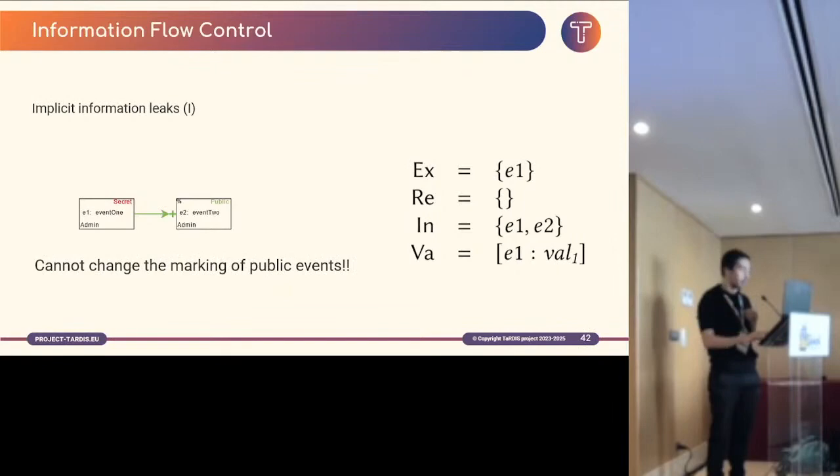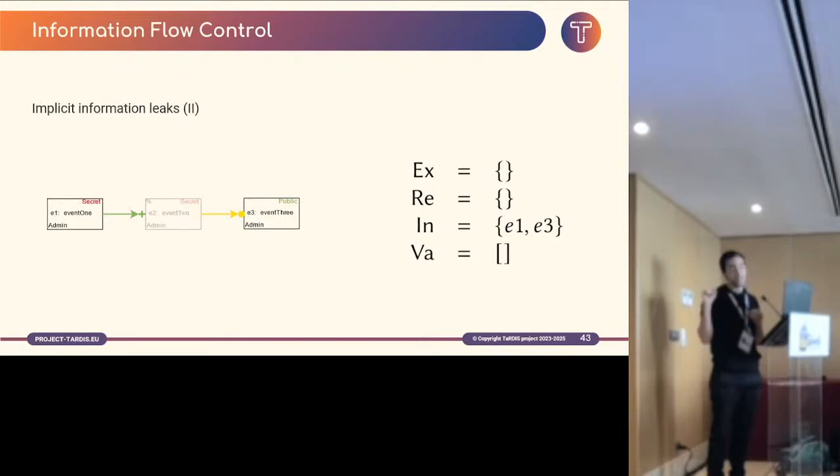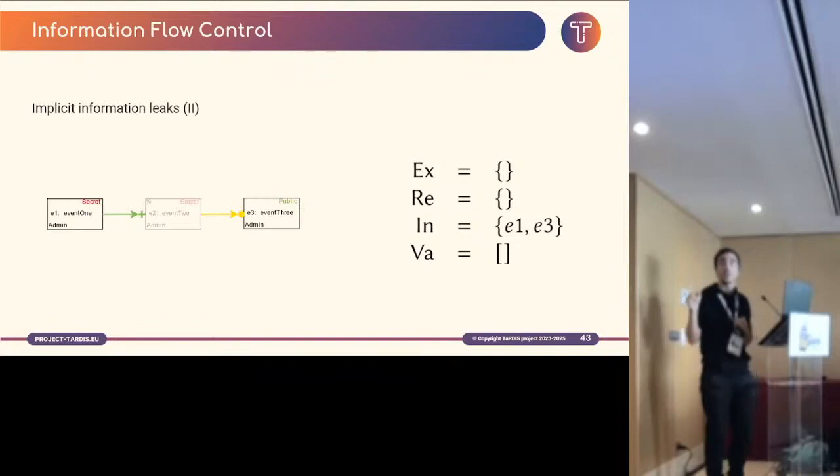Okay, the other type of implicit leak, which is a bit trickier, is when a secret event enables or disables a public event. This does not necessarily mean that there is a change in the marking. For instance, we have those two secret events, event one and event two, related through an inclusion relation, with event two initially excluded, and event two has a condition relation with event three. So the condition, just to remind, defines that for the event on the right-hand side to execute, the event on the left-hand side must either be excluded or have executed. In this case, it is excluded.